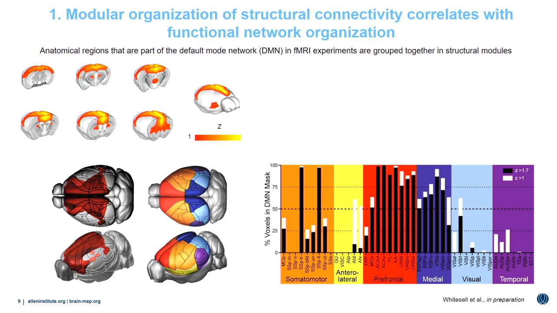So we quantified the percent of the voxels in each of these regions that were overlapped by the default mode network functional mask. And what we found was that the prefrontal and medial modules had nearly all of their components be part of this functional map, except for the frontal pole. It's the only exception. And if you look at the other modules, you'll notice that almost none of those regions are part of the functional default mode network, with the exception of the trunk and lower limb areas in somatosensory cortex. But those regions are right here next to the medial module, so this could potentially be a resolution error. So we actually see quite a high correspondence between the functional and structural networks here.